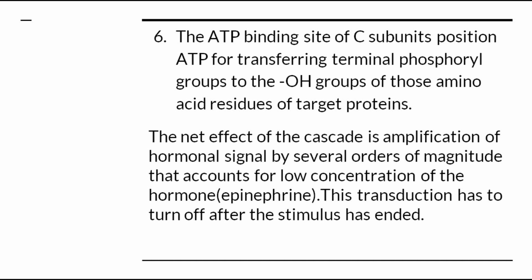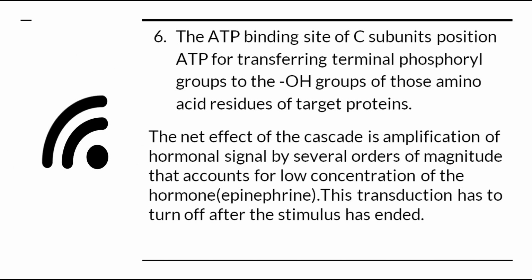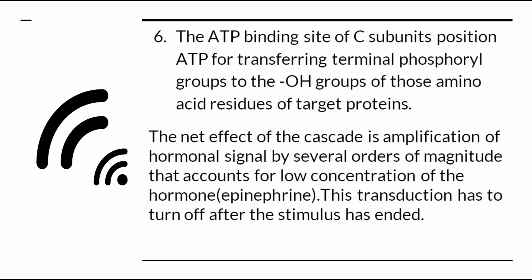Now, the ATP binding site of the C subunit positions ATP for transferring the terminal phosphoryl group to the OH groups of those amino acid residues of the target proteins. This is a very important step. The net effect of this cascade is simply the amplification of the hormonal signal.